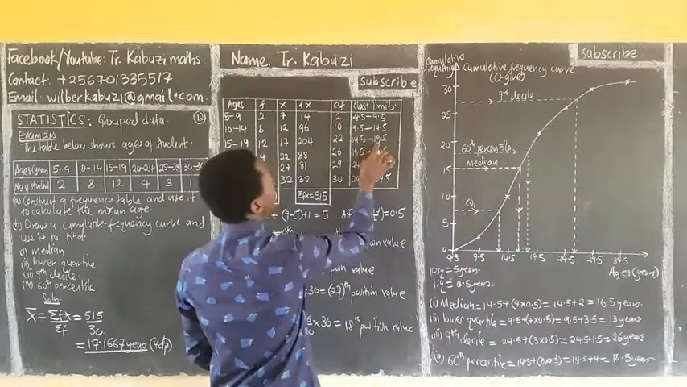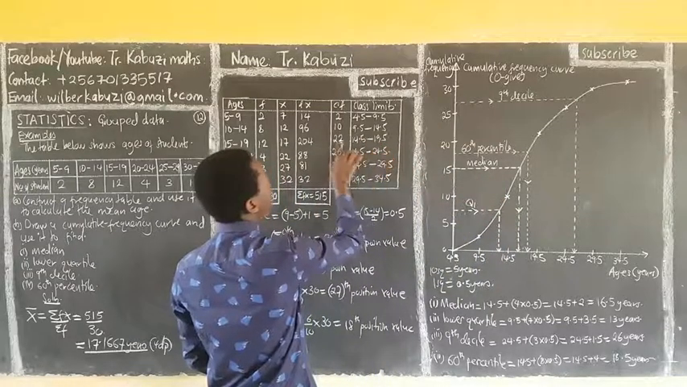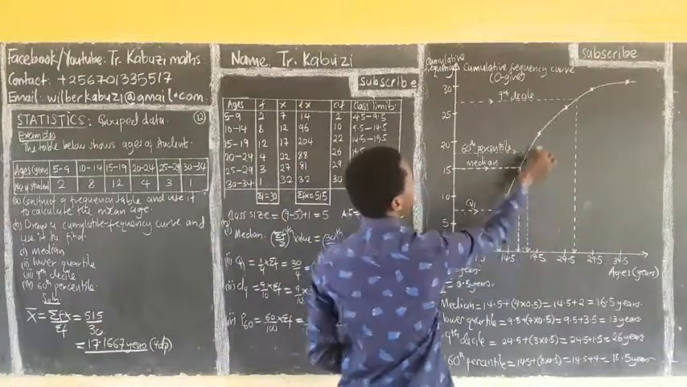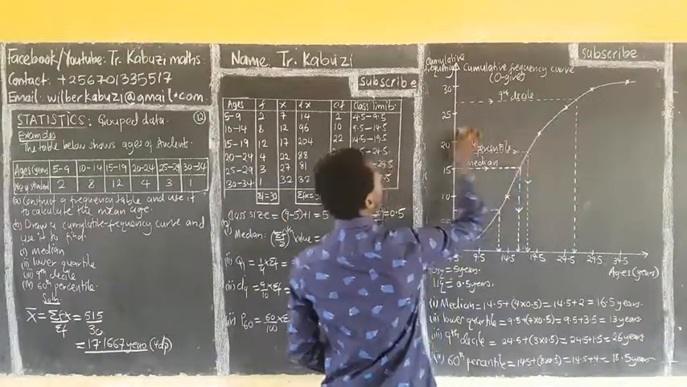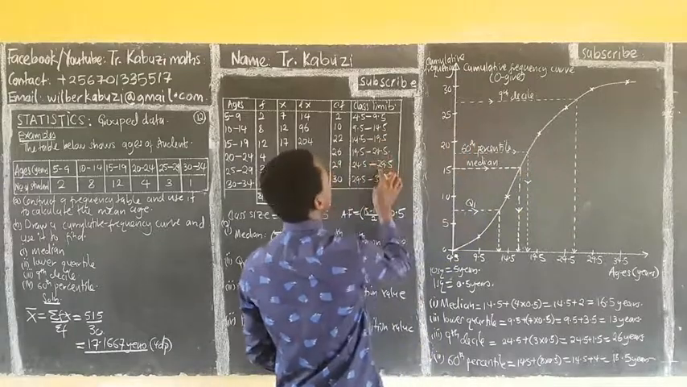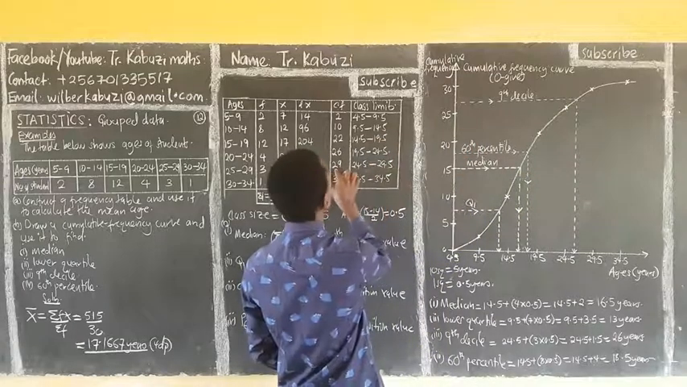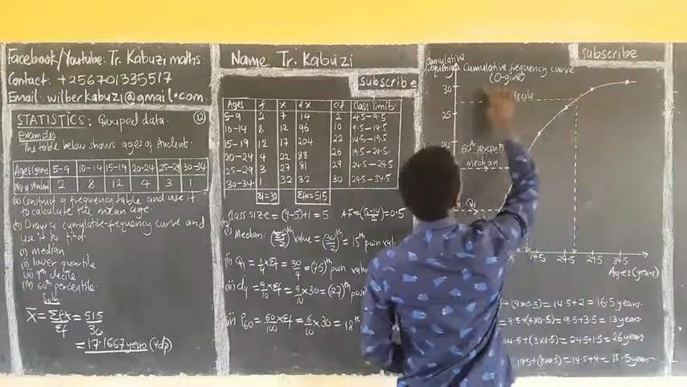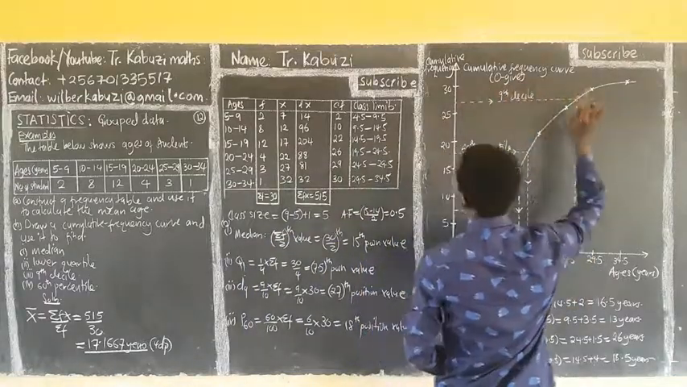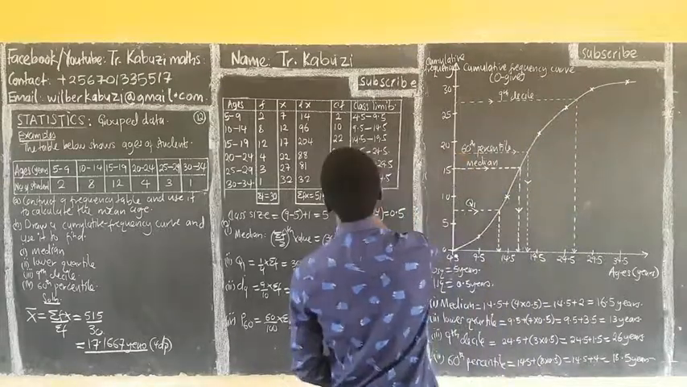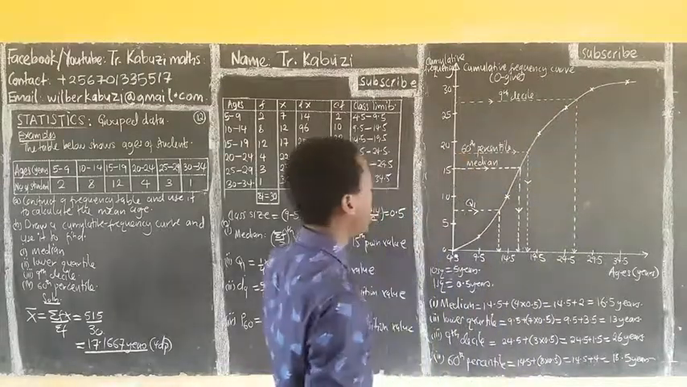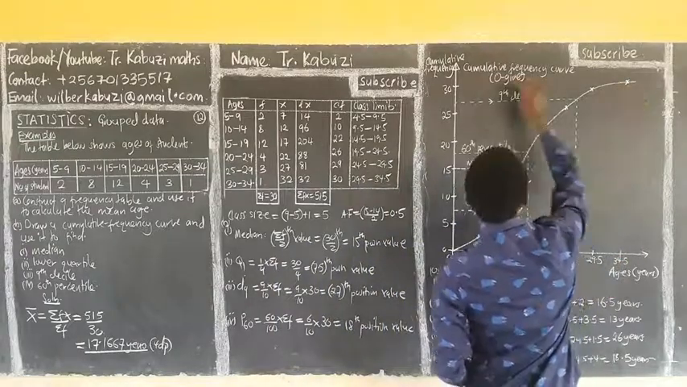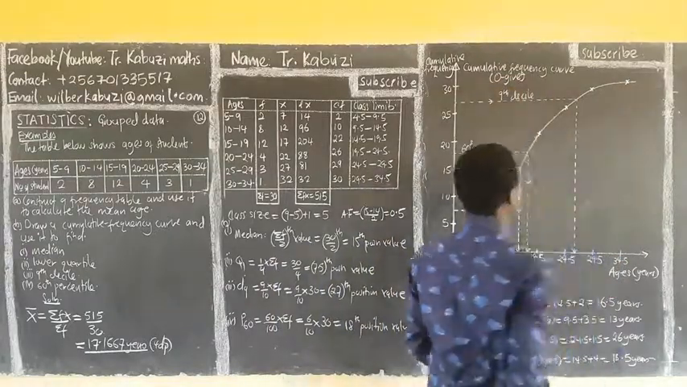Then 19.5 is going with the 22. 19.5 is here, then 22 is here. Then when we come to 29.5, it goes with the 29. I think that 29 is somewhere there. Then 34.5 goes with the geometric frequency 30. So 34.5 is here, the 30 is there, that's where they meet.